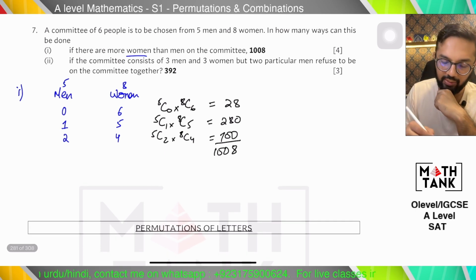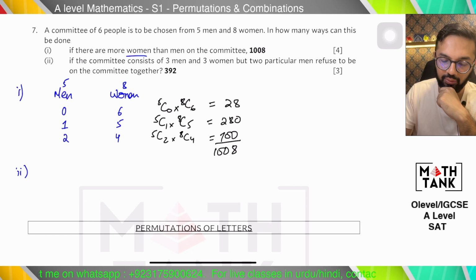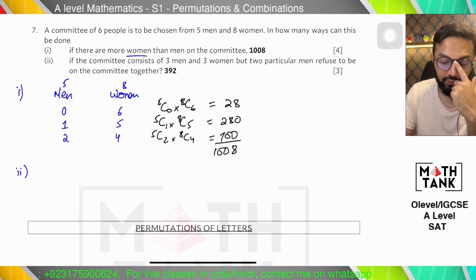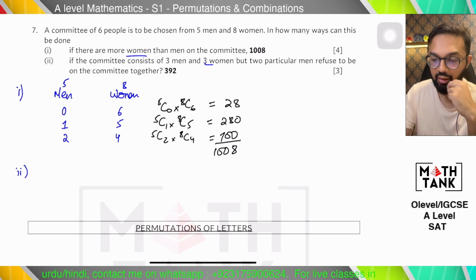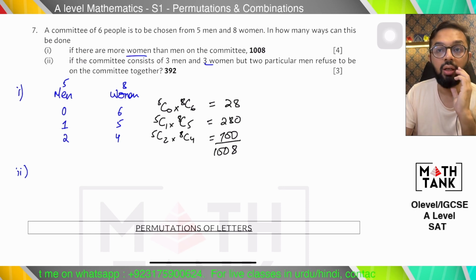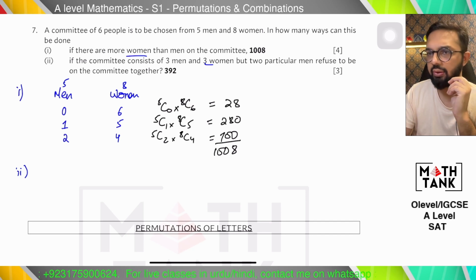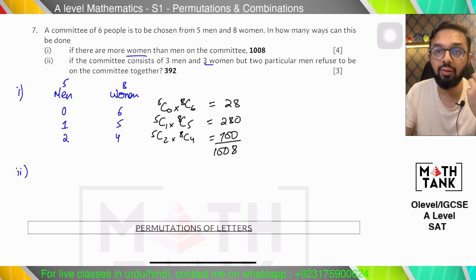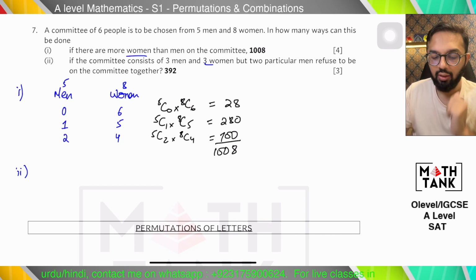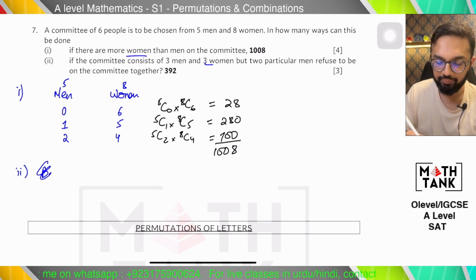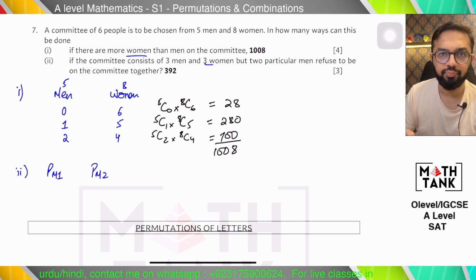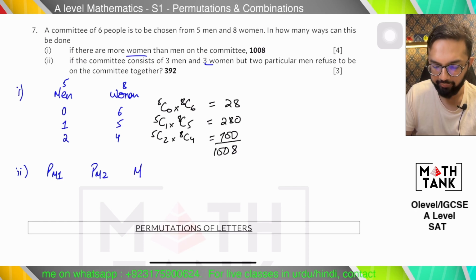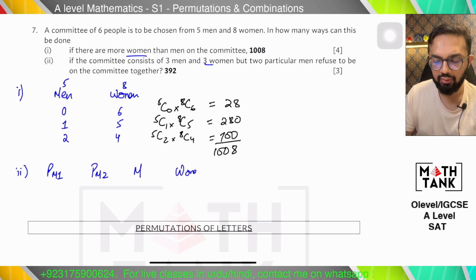Let's talk about the next question that has a slightly different concept. If the committee consists of three women and three men, but two particular men refuse to be on the committee together. Okay. Now, whenever you have such a case, what you need to think about is how many different categories of people do I have? There is a particular man 1, PM 1. There is a particular man 2. There are other men, and then there are women.